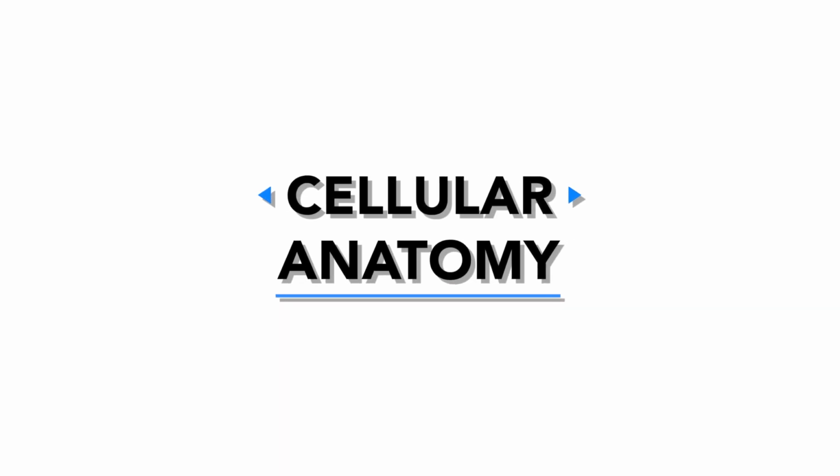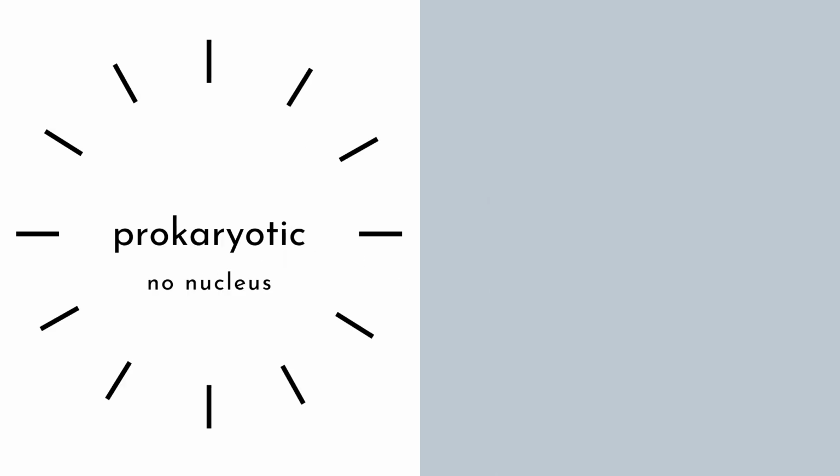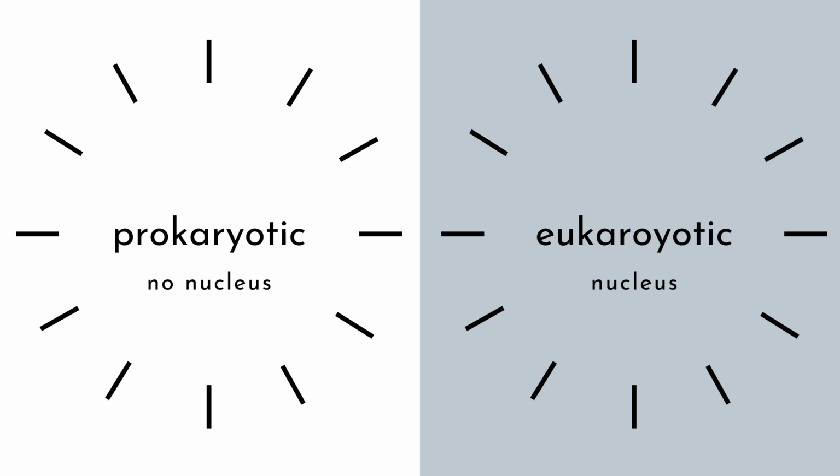Today we'll be looking at organelles, but before we look at specific organelles, we need to mention how there are two main types of cells. There are prokaryotic cells that contain no nucleus and eukaryotic cells that do contain nuclei. Let's start with prokaryotic cells.